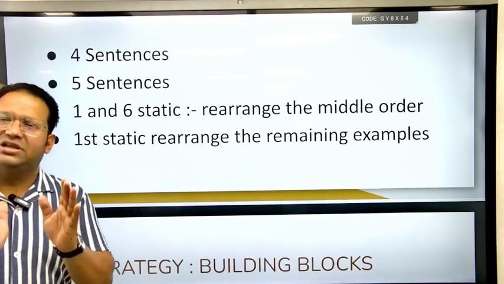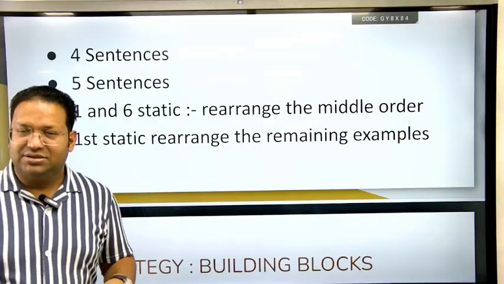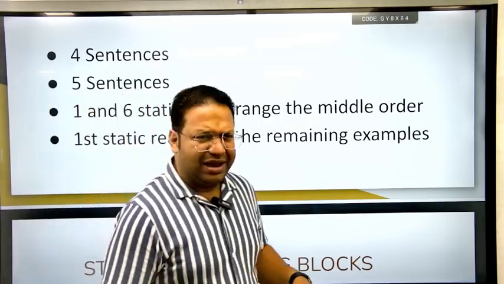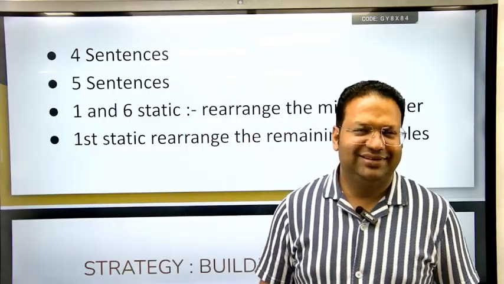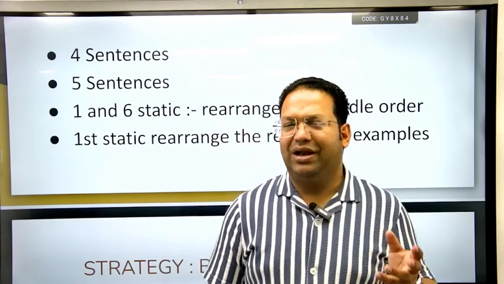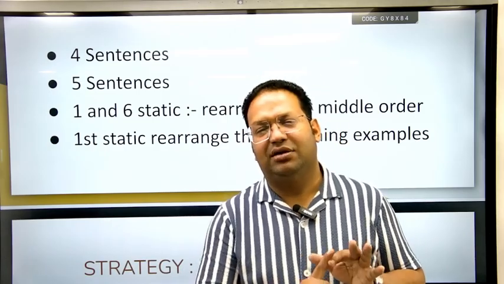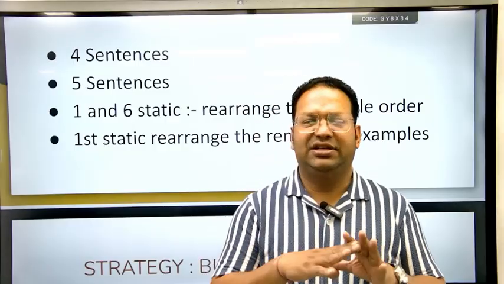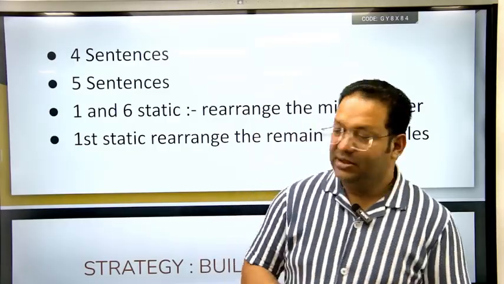Read the directions carefully before attempting. Sometimes you think, okay, this is a parajumble, I'll do it now. So before that, read what they are saying. However, you can have an idea. When there are 5, 1 can be static. If there are 6, 1 and 6 can be static.